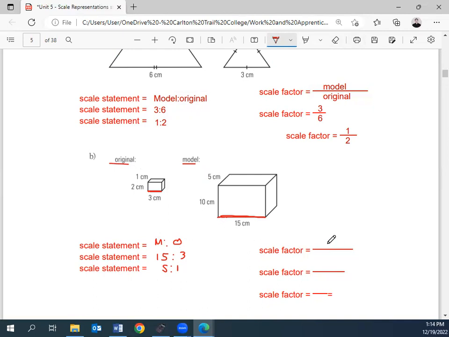And same thing, scale factor, model to original. My model is 15. My original is 3. I get 15 over 3. That is 5 over 1. Now what's 5 over 1 equal to?